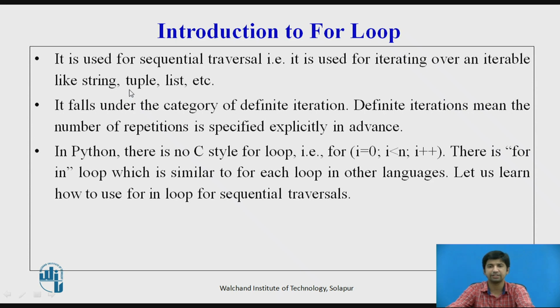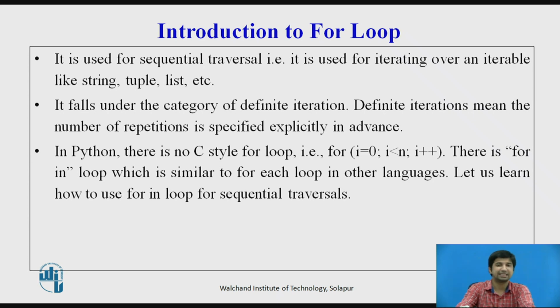What is a string? It is a collection of characters. Tuple is grouping the values. Then list is also grouping the values of different data types. It falls under the category of definite iteration, which means the number of repetitions is specified exactly or explicitly in advance. In Python, there is no C style for loop. In C, we used for i equal to 0, i less than n, i plus plus. But here, you don't need to write all that. There is a for-in loop which is similar to the for loop in other languages.